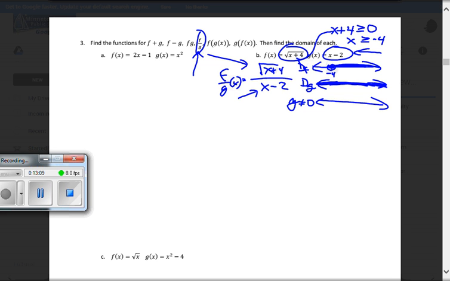X can't be 2, exactly. So here's 2, and it can't be that. But it could be everything else. Remember, we're only trying to eliminate what would make that bottom function 0. So now the final answer is, where does it all overlap? And it all overlaps from here up until the 2, and then after the 2 it all overlaps. So there's your domain for that part.